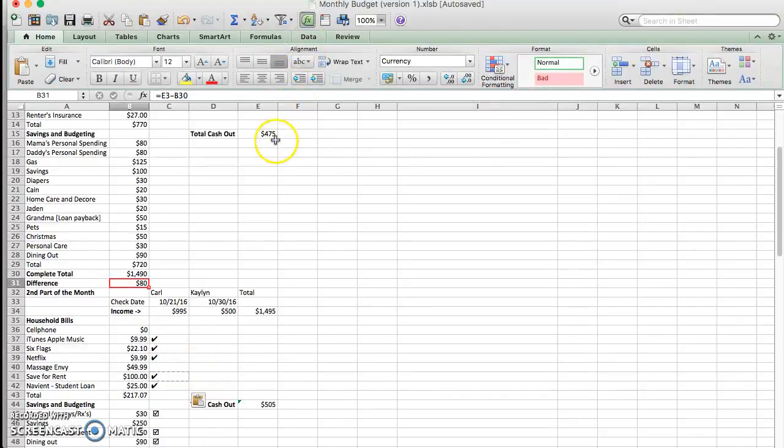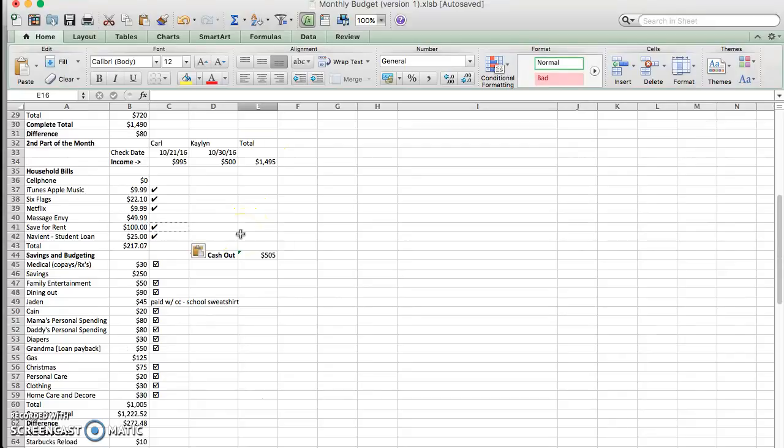Also, our total cash out, I have this right here for all of my stuff that I take cash out for. So things like our savings and this loan payback and our Christmas fund, I do not take that out in cash. That's an electronic transfer. I just like to easily see how much I need to take out here, so I don't have to add it all up every single time I need to go to the bank. It's just easy for me to see here, and I know that's what I need.